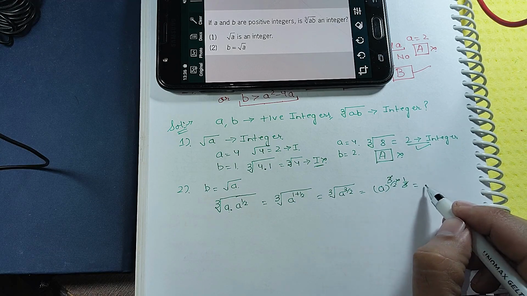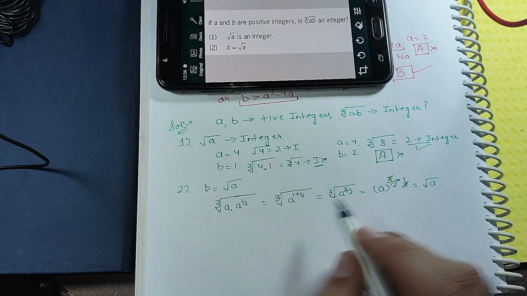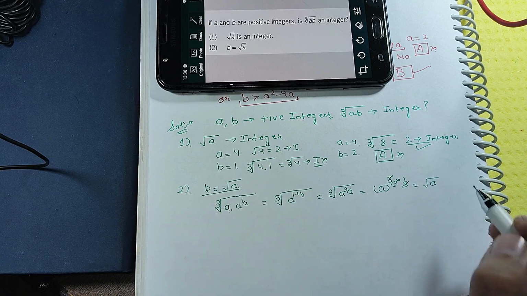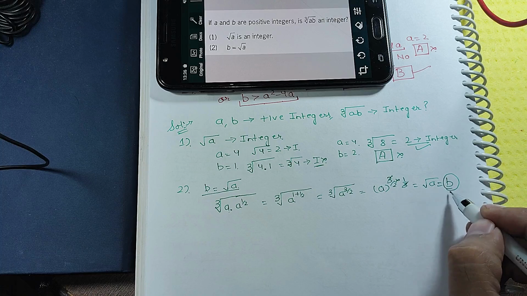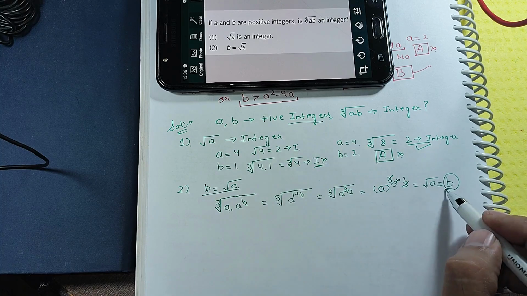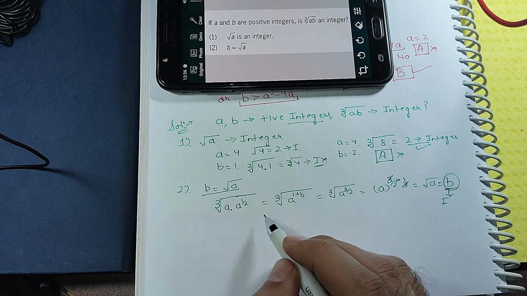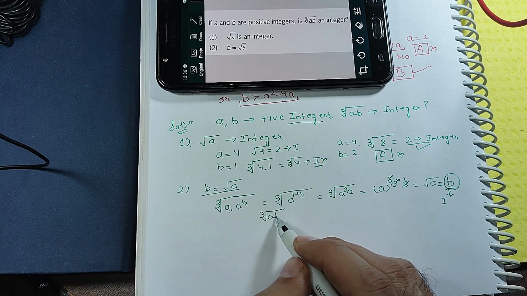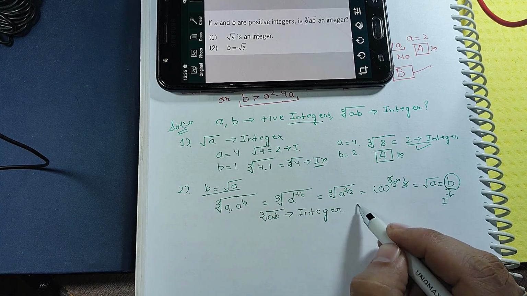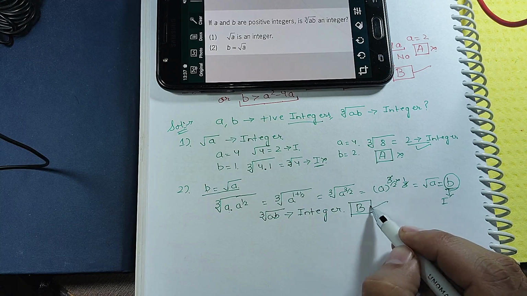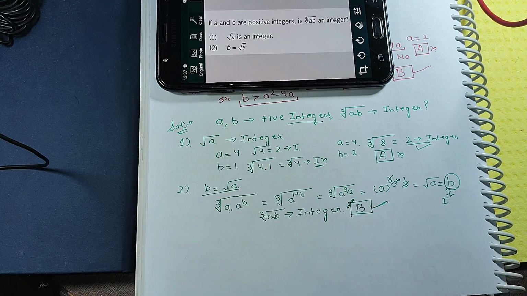So this becomes a raised to power 1/2, which is equal to the square root of a, and we have been given that the square root of a is equal to b. So this is equal to b, which is an integer. So we can surely say that the cube root of ab is an integer, right? So we can say that statement 2 alone is sufficient to answer my question, right?